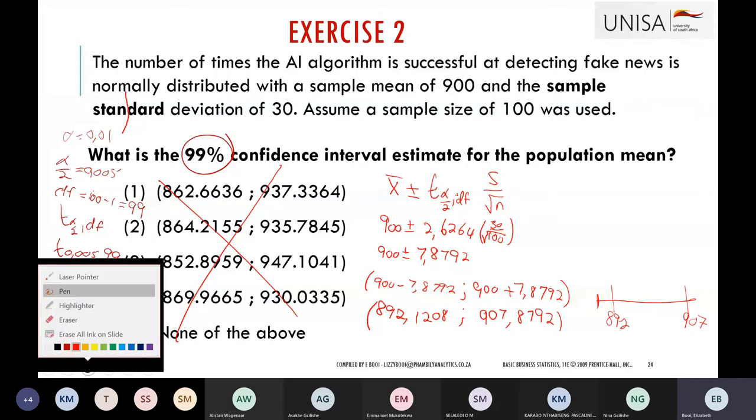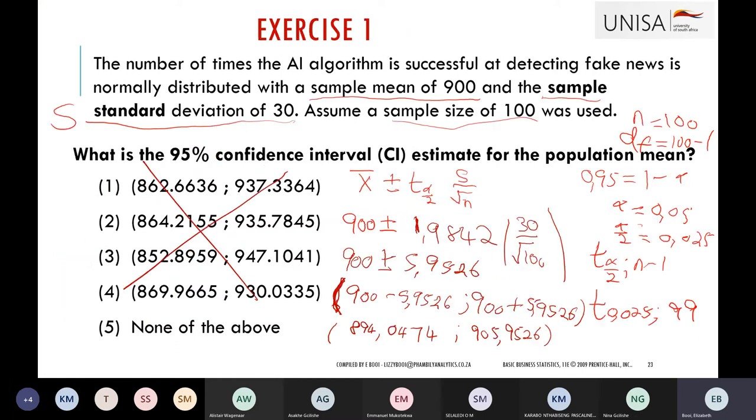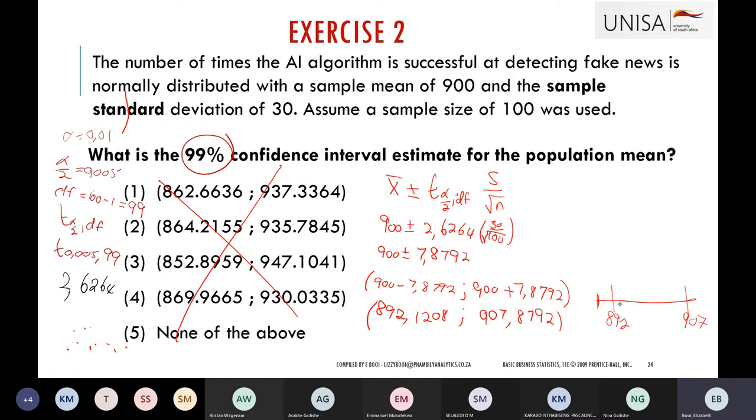Okay, so let's come back here. At 95, it's 894 and 905. Actually, I was going to the wrong one. 894 and 905, this is 95%. And this is 99%. So with 99%, if it's bigger, it is wider. So the bigger, the wider. Narrower. So let's go to our question now.